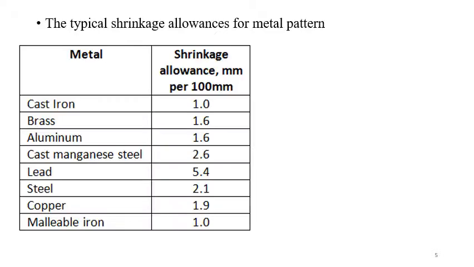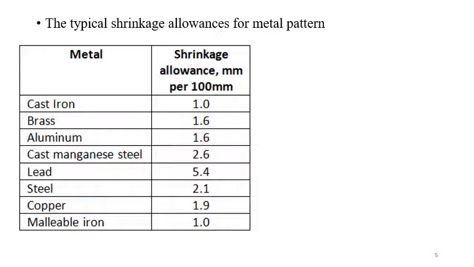Next we can go to the typical shrinkage allowances for metal patterns. The standard values are given in the table. First we can see the different types of metals or alloys used: cast iron, brass, aluminium, cast manganese, lead, steel, copper, and malleable iron. These are the different materials used in foundries for the preparation of castings. We can see the standard shrinkage allowance values given.